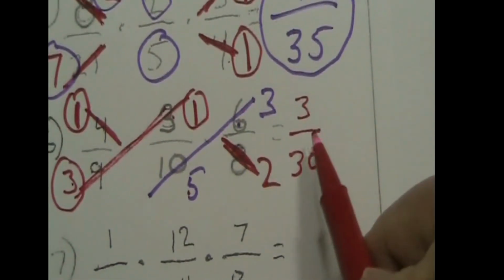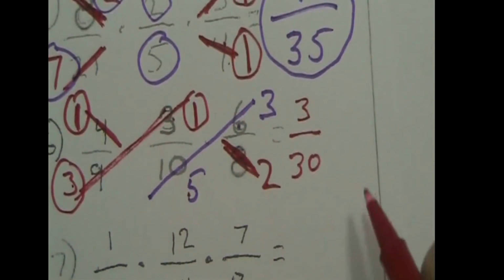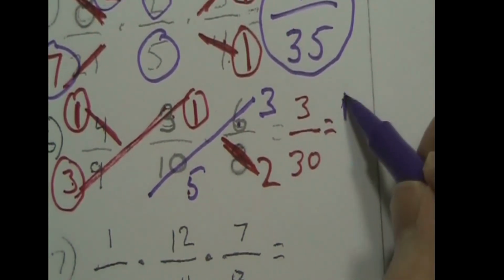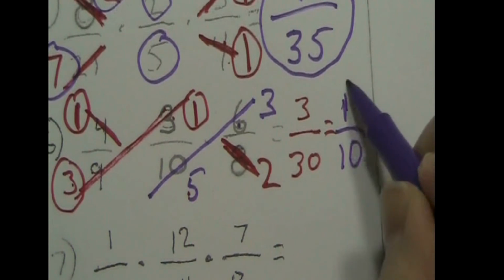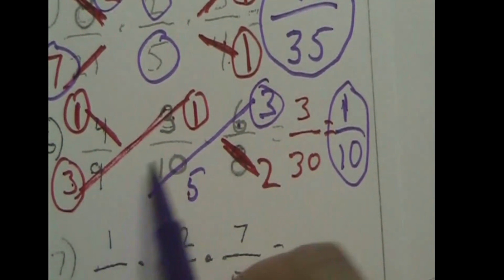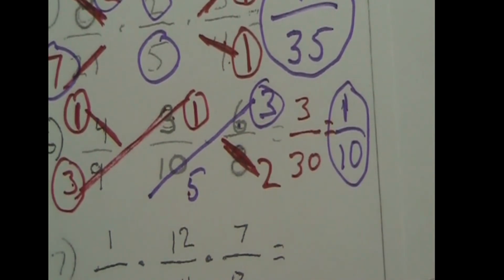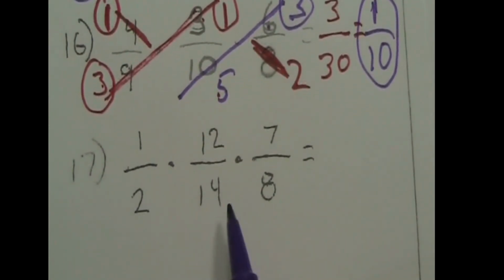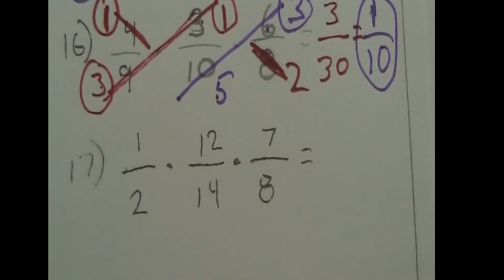Now, can you reduce 3 over 30? Sure. 3 goes into both of those. 3 goes into 3 once. 3 goes into 30, 10. So if you noticed, you could have reduced a 3 into 3 before you multiplied. All right, so it's just a little puzzle. It's a game. You're just trying to reduce as much as possible before multiplying.